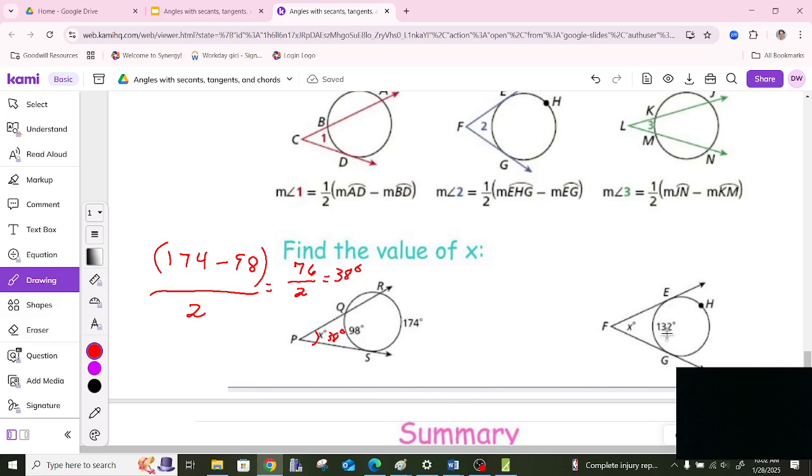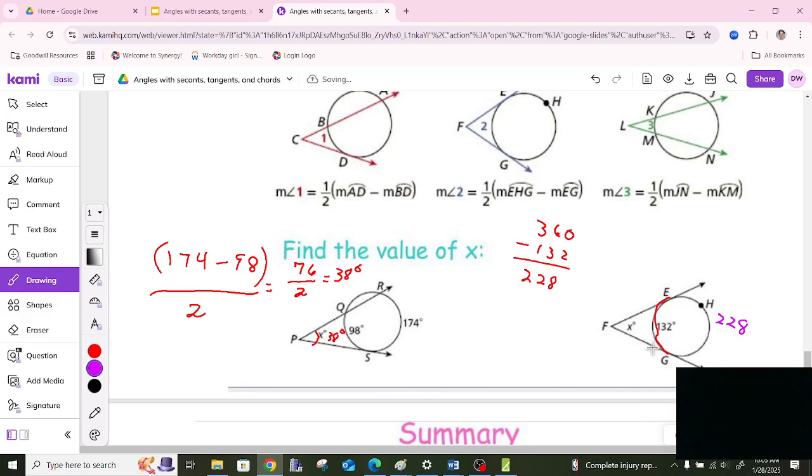Oh no, I only have one number. I only have EG. How am I going to do this problem? What do you know about a whole circle? It has to be 360. So EHG is going to be 360 minus 132. What's 360 minus 132? 228. So this over here is 228.